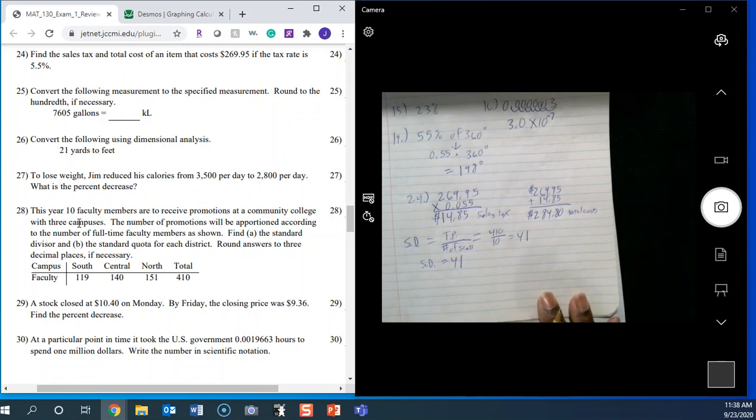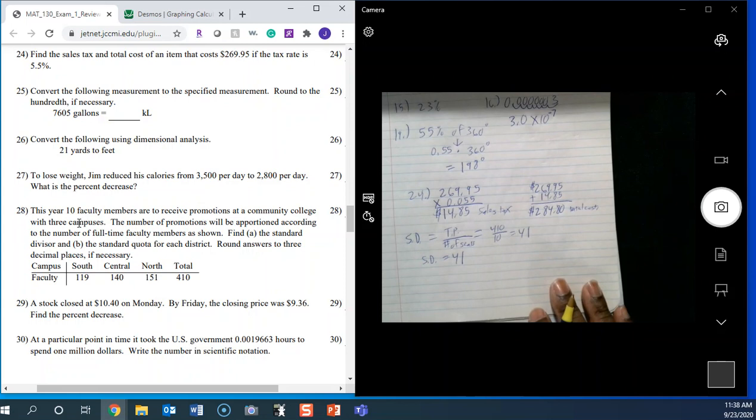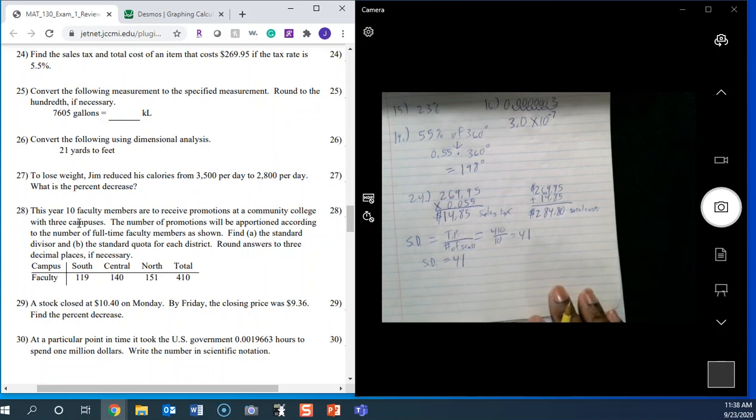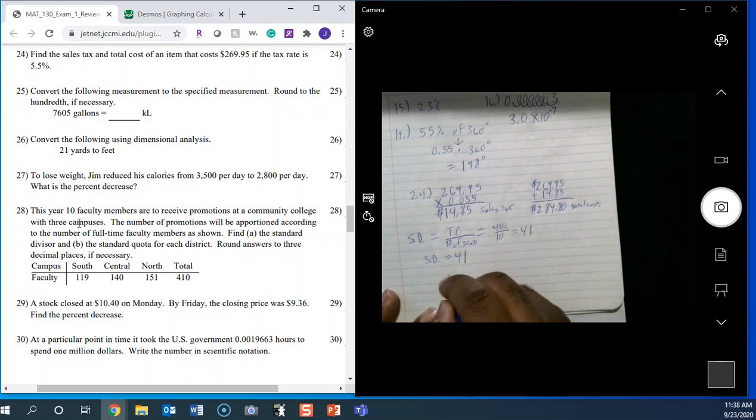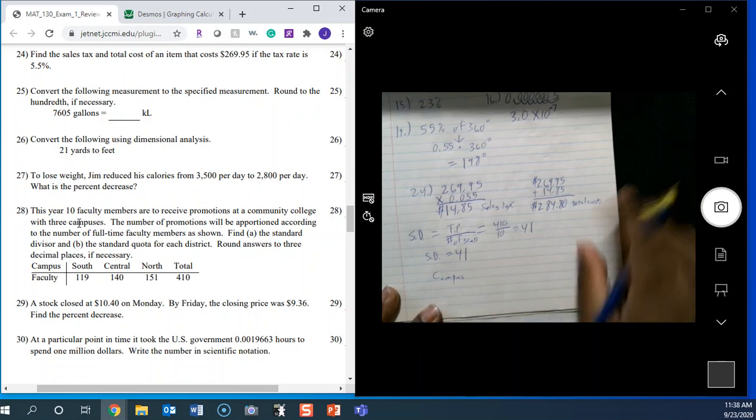Now what they want us to give is the standard quota. Now this is why I was doing this problem, because in the other problem that we did, I think that was problem 14, they gave us the standard quota, they gave us the standard divisor, and all we found was the lower quota and the upper quota. But with this problem here, we get to find the standard quota now. So the standard quota, let me do this real quick. Campus, I'm going to do a quick chart here.